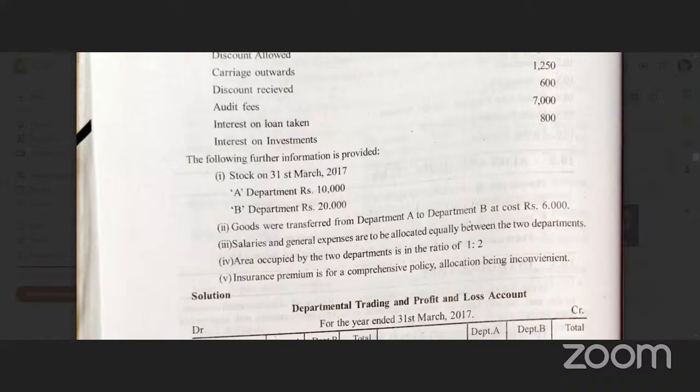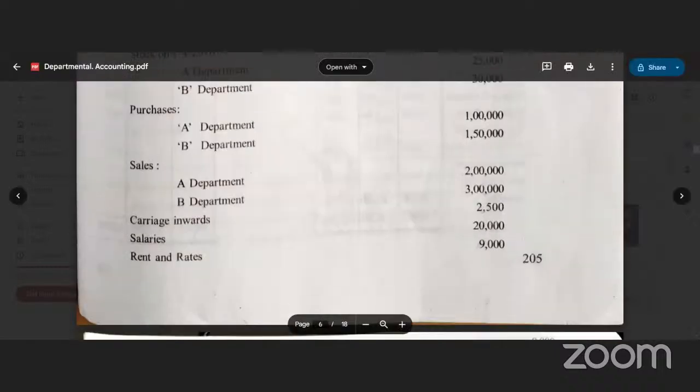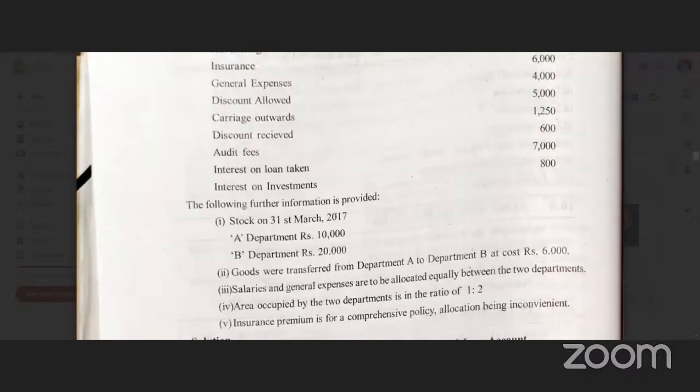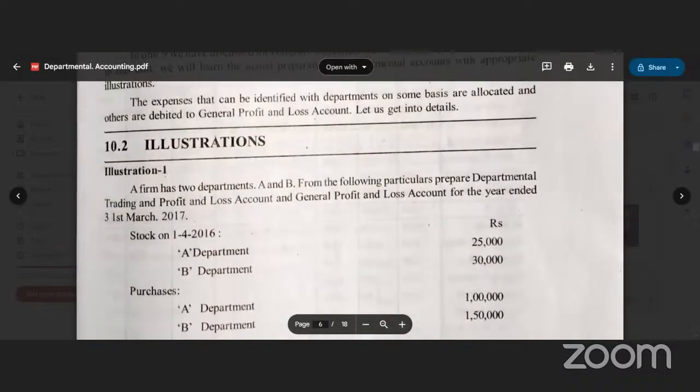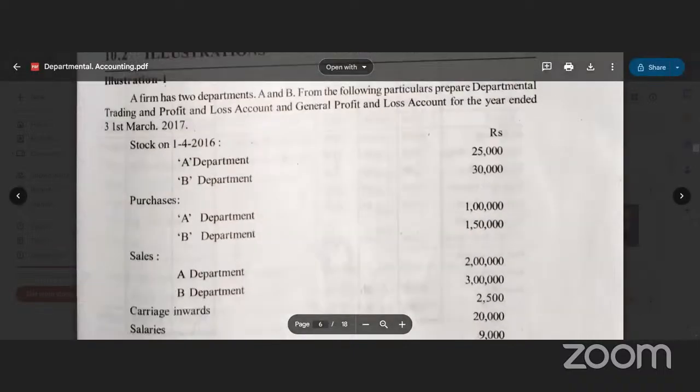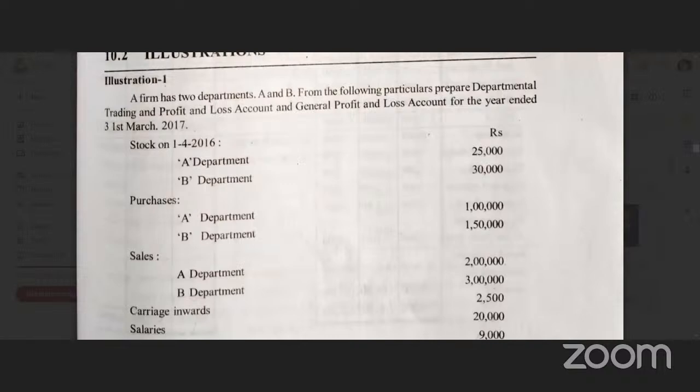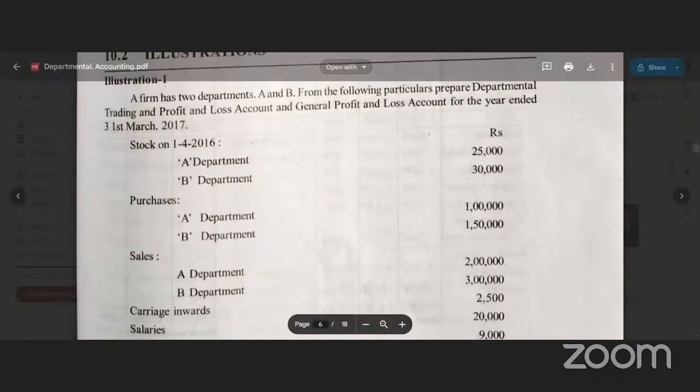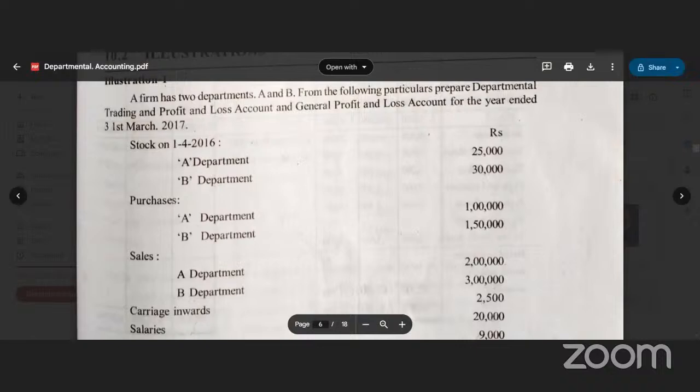This is the brief knowledge and idea you should have before proceeding to the departmental accounts. Now I'll show you how to present it on paper. What is the information given to us here? Stock, purchase, sales, and additional information, again stock. This is the closing stock and this is the opening stock, right? So if you take one department, I'll show you mine first, then I'll show you that presentation.